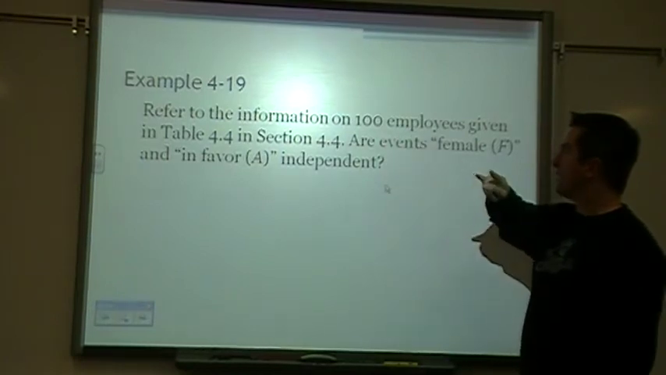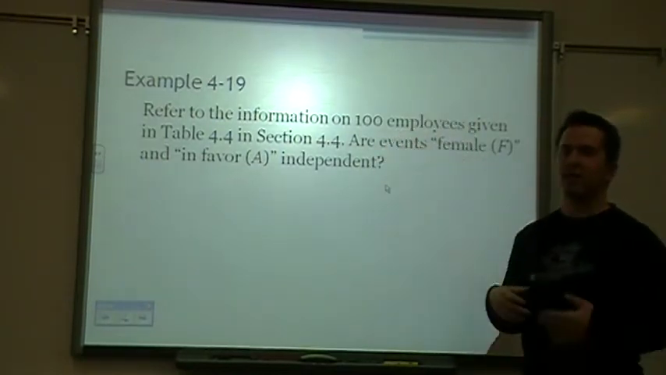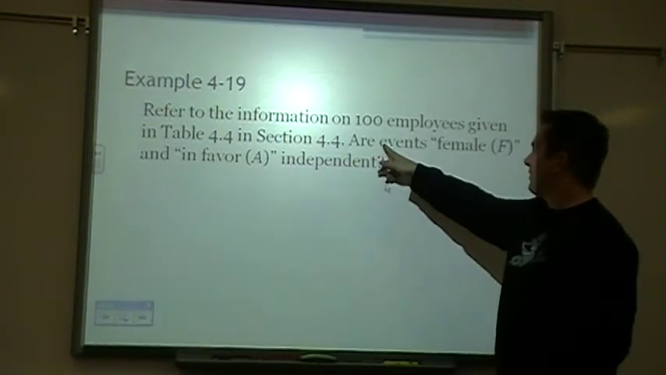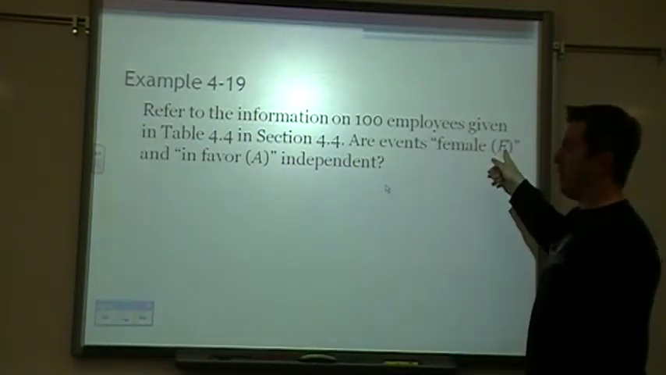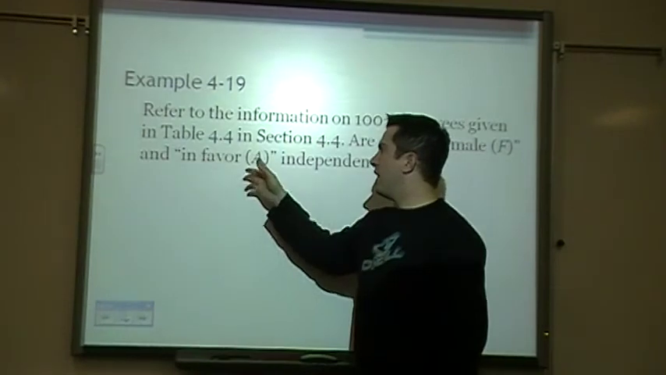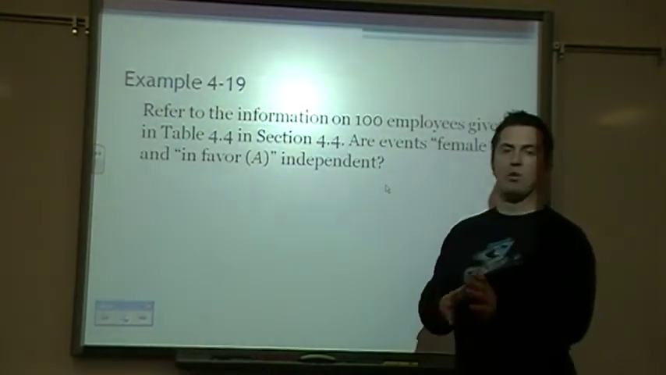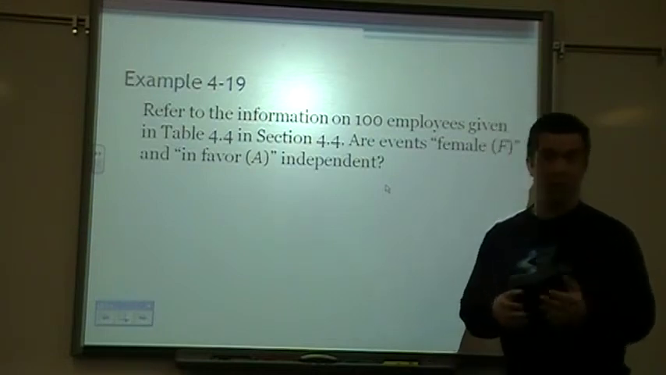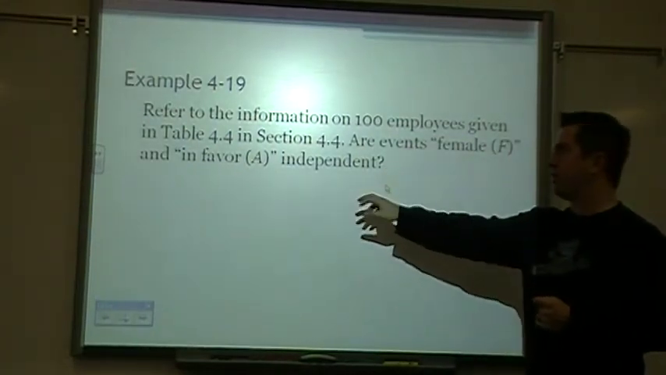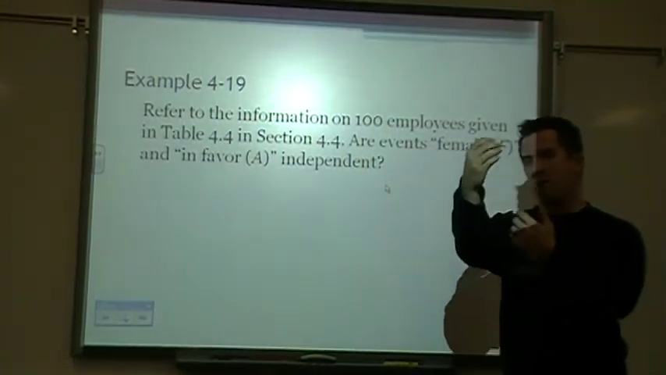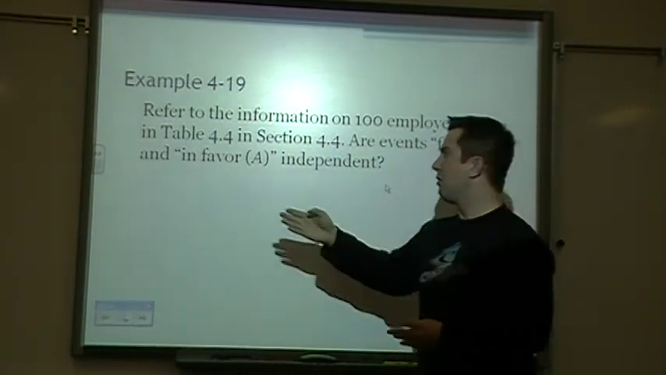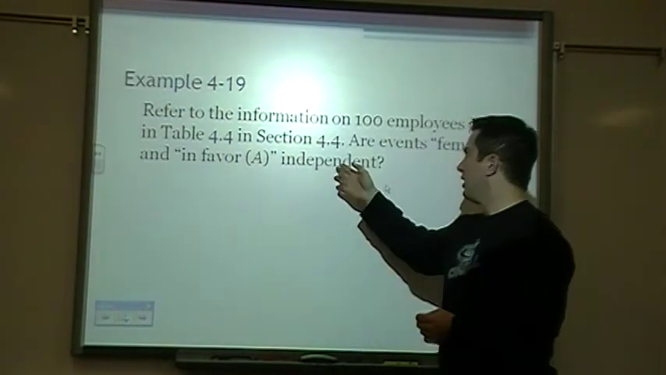We're going to go back to the 100 employees again. We're going to go back to the in favor. We're going to use that example here a couple times. Are the events female, so F, and in favor A, independent? That's what we want to figure out. First thing we've got to do is figure out the probability of being female. So go back to that chart, and we're going to look up how many were female out of 100. If you remember, it was 40 out of 100. And then we want to know the probability of in favor.